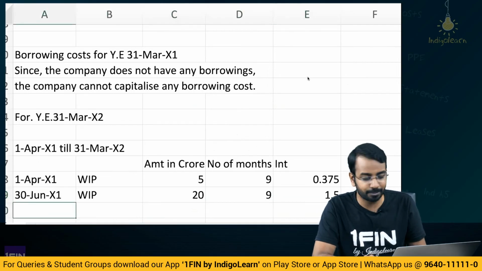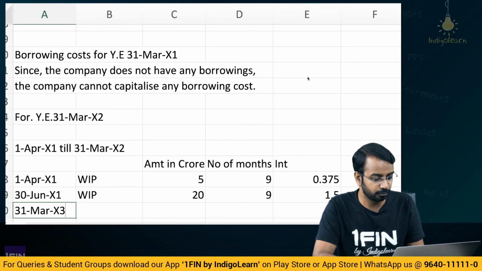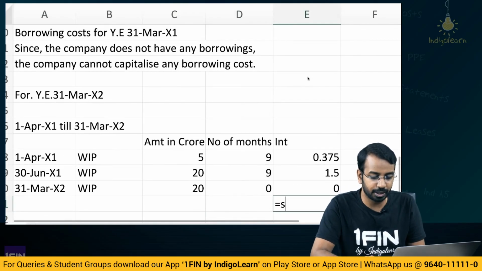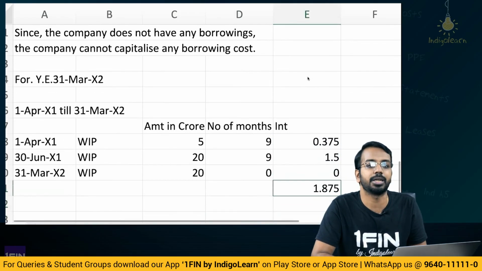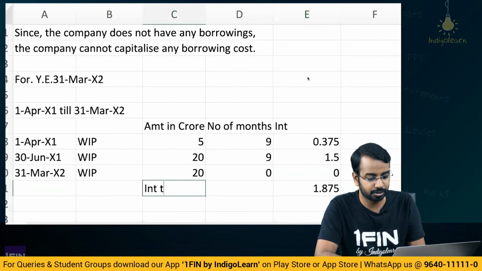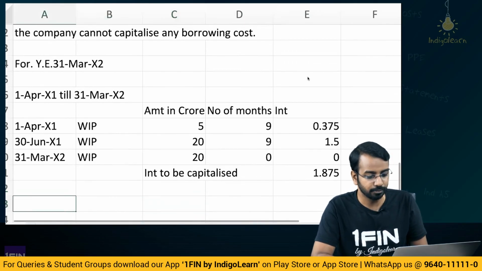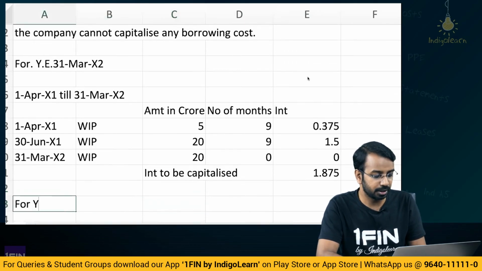Then, the next spend happened on 31st of March of year 2. WIP, how much is the amount spent? 20 crores. Number of months 0. Interest will also be 0. So, total interest to be capitalized is 1.875, right? So, interest to be capitalized is 1.875.